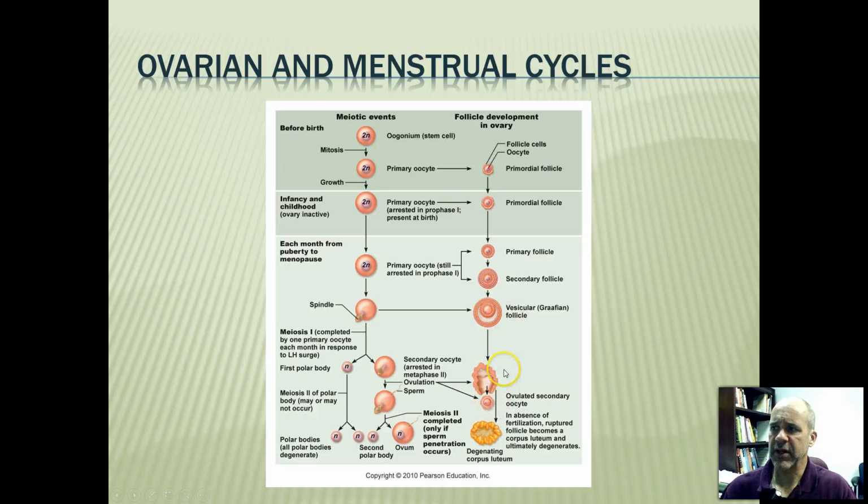And here's ovulation. So again, that cell right here undergoes meiosis 1 and becomes a secondary oocyte just before ovulation. This is ovulation taking place. So this leaves the ovary and enters the fallopian tube, hopefully.